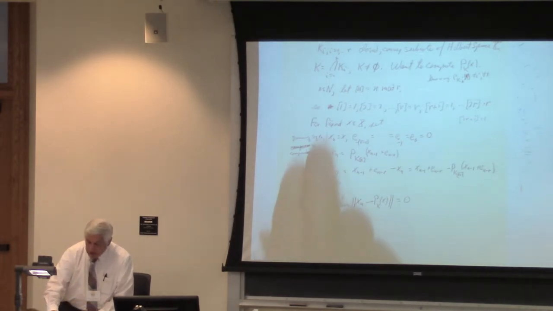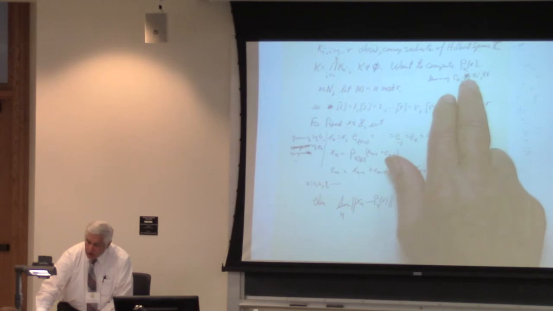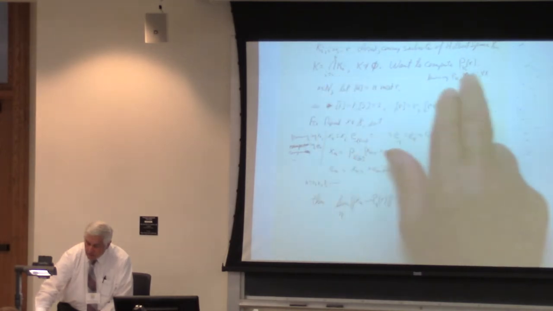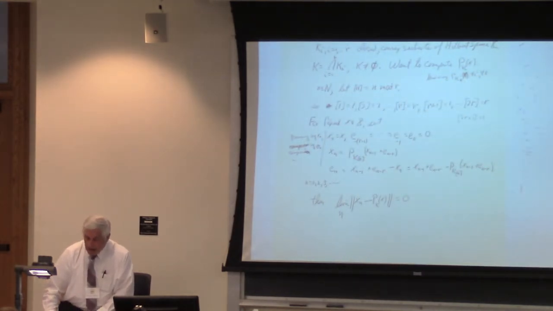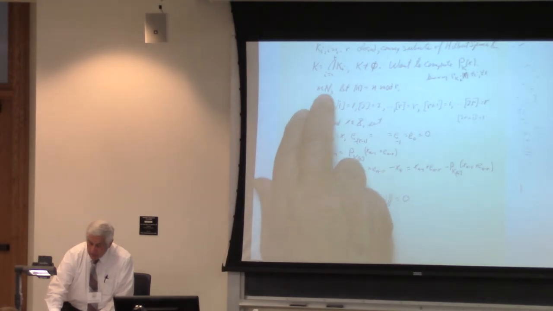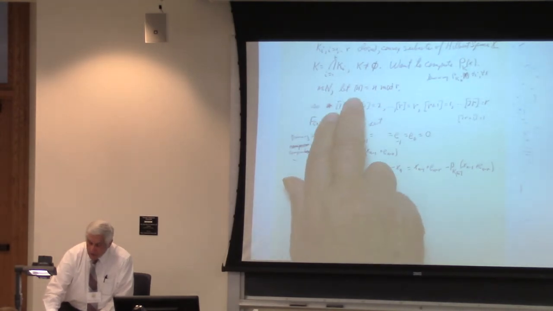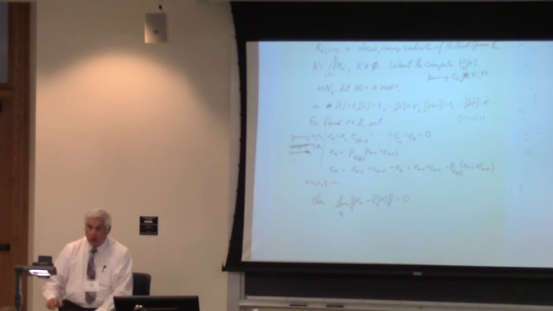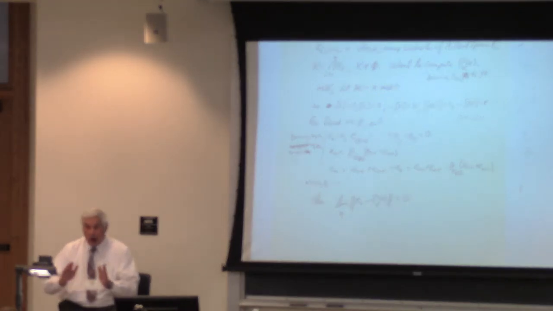K will be the intersection of all the K semis. We'll assume it's a non-empty intersection. You want to compute the projection onto the intersection of a point X. Now, for n belonging to the positive integers, we'll let bracket n be n mod r. So we're going to go up through n, go up through r, then start over again.